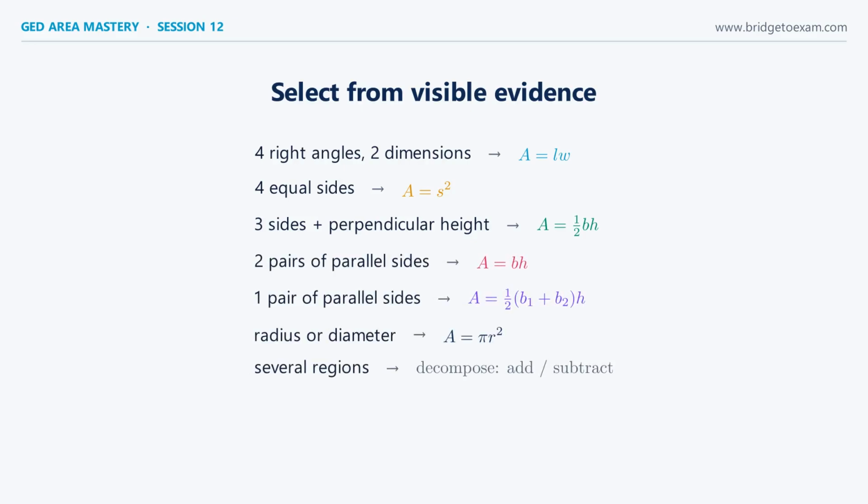4 right angles, rectangle, length times width. 4 equal sides, square, s squared. 3 sides with a perpendicular height, triangle, 1/2 BH. 2 pairs of parallel sides, parallelogram, BH. 1 pair, trapezoid, 1/2 B1 plus B2 times H. A radius or diameter, circle, pi r squared. Several regions, decompose, then add or subtract.